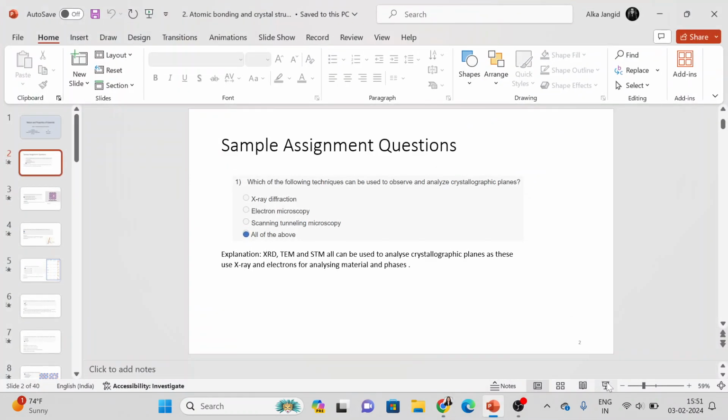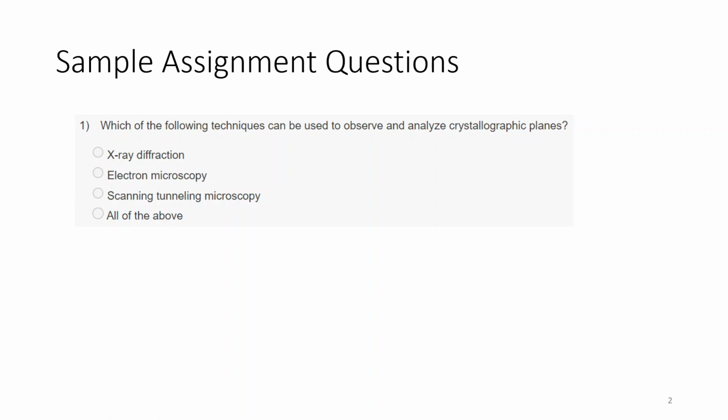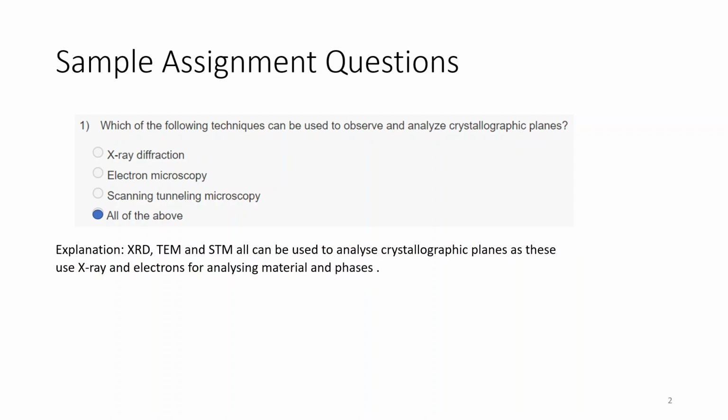So I'll be repeating the sample assignment questions. The first question was, which of the following techniques can be used to observe and analyze crystallographic planes? The options are X-ray diffraction, electron microscopy, STM, and all of the above. The answer will be all of the above. In all these cases, you either use electrons or X-rays to analyze material and phases, so these can give you information about your crystallographic planes.